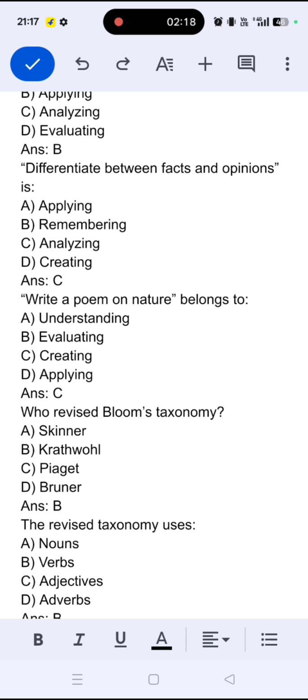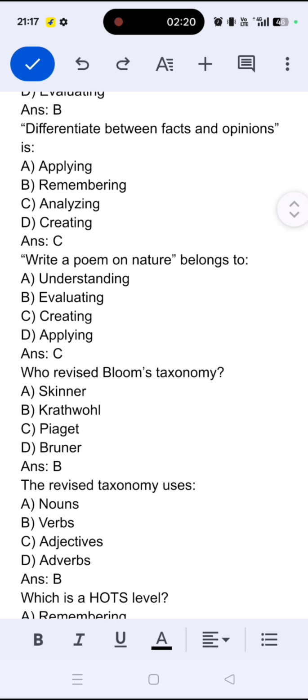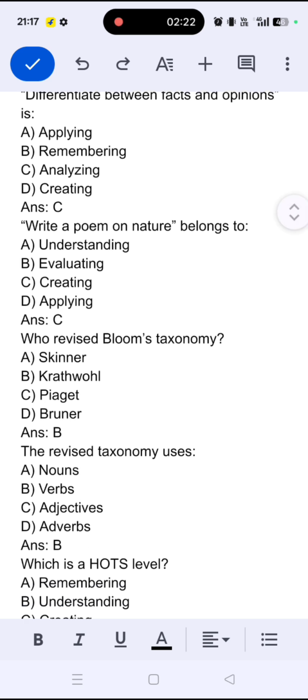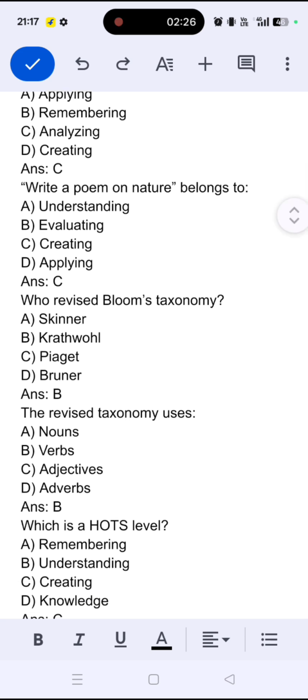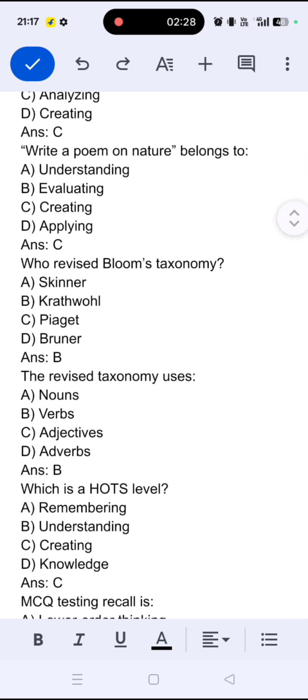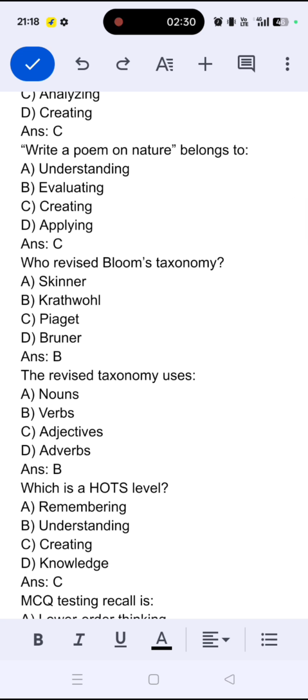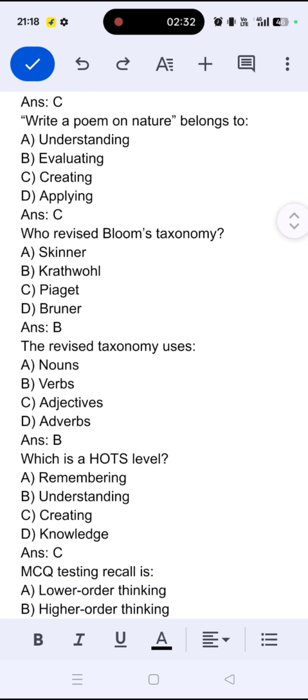Differentiate between facts and opinions is option A applying, B remembering, C analyzing, D creating. So option C is the correct, analyzing. Write a poem on nature belongs to option A understanding, B evaluating, C creating, D applying. So C is the correct, creating.